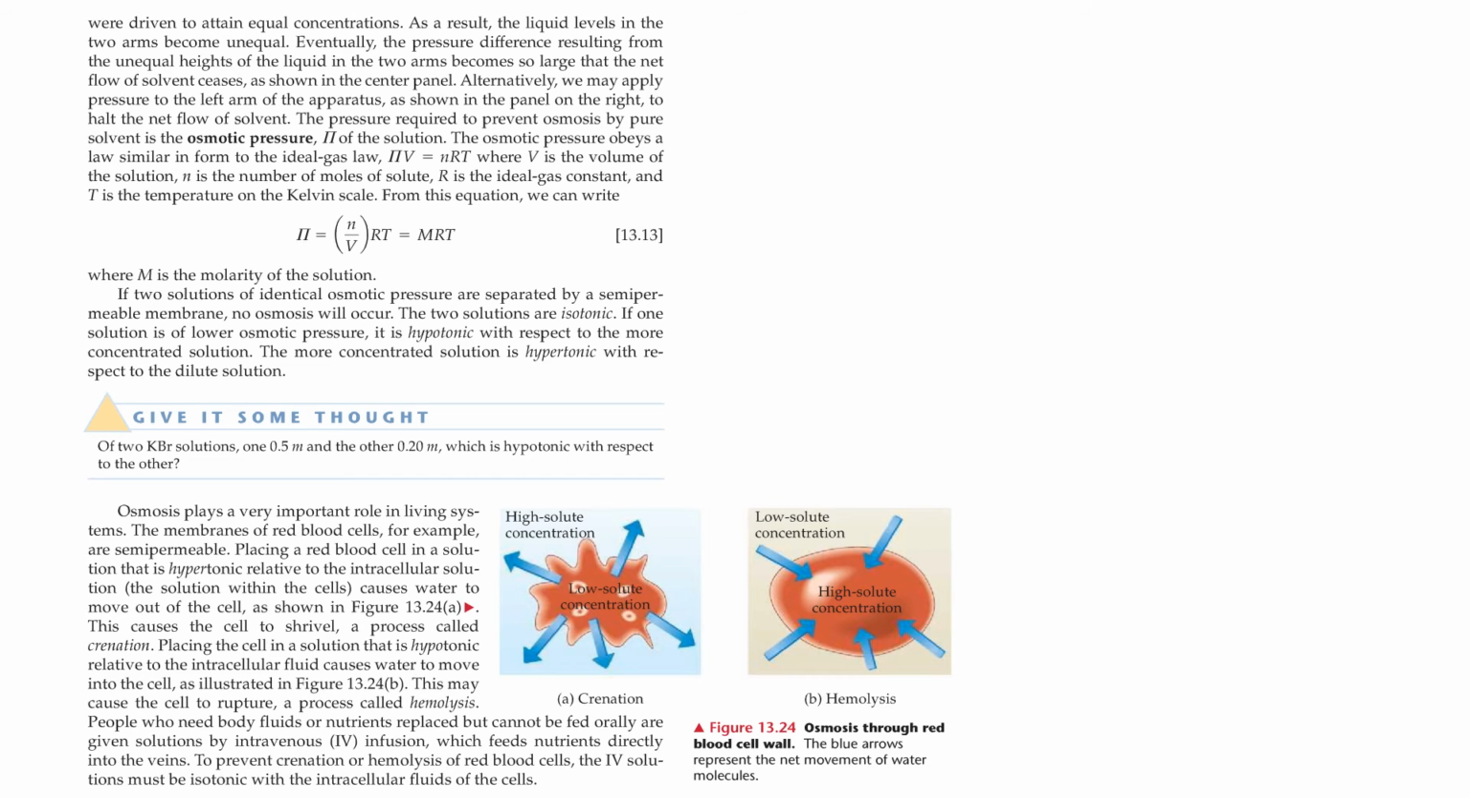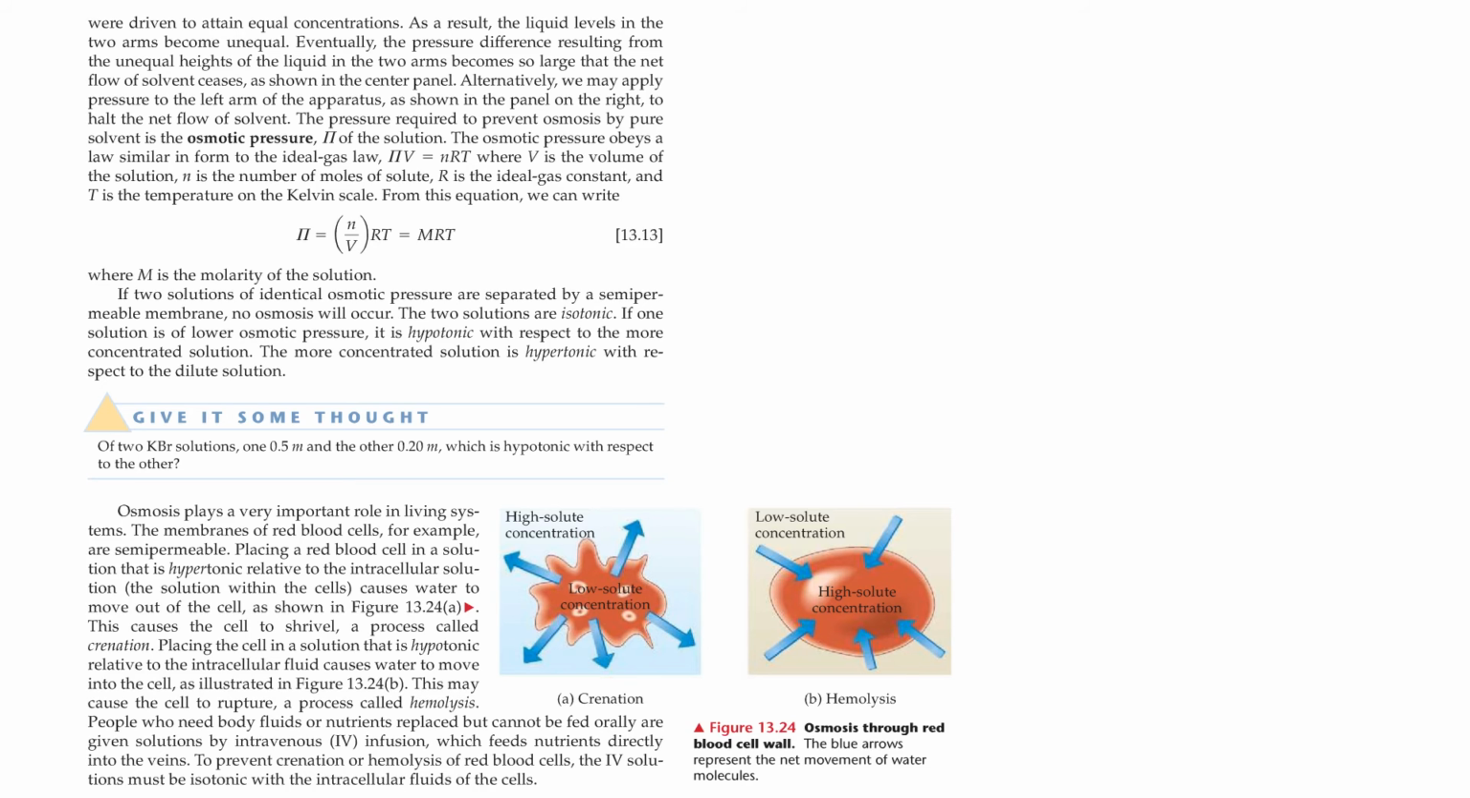Osmosis plays a very important role in living systems. The membranes in red blood cells, for example, are semipermeable. Placing a red blood cell in a solution that's hypertonic relative to the intracellular solution, the solution within the cells, causes water to move out of the cell, as shown in Figure 13.24. This causes the cell to shrivel, a process called crenation. Placing a cell in a solution that's hypotonic relative to the inner cell fluid causes water to move into the cell, as illustrated in Figure 13.24b. This causes the cell to rupture, a process called hemolysis.